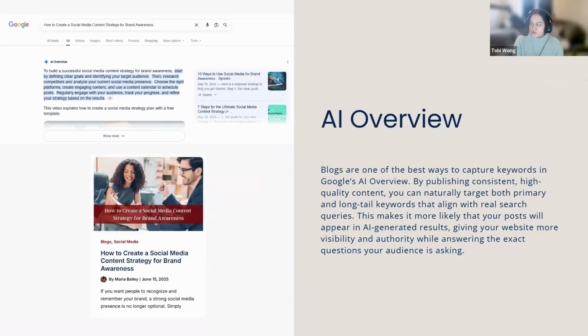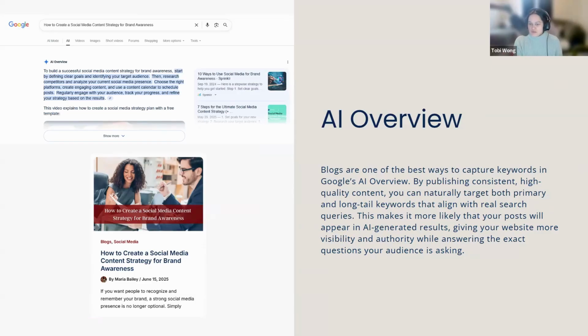Okay, now this one is a bit of a newer concept. We only have seen this show up this year more, which is AI overview. It's kind of dominating the entire search engine and all of SEO because no matter what you search, it's always going to be the first thing you see.